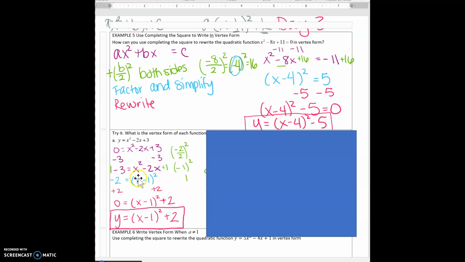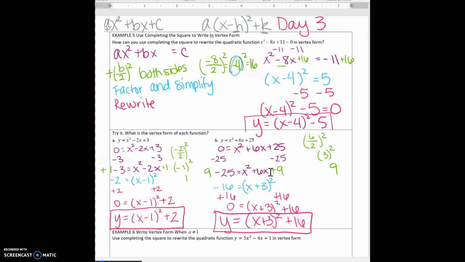And then we're going to factor and simplify, and then add 2 to both sides, and we get our vertex form there. If you have any questions, email Ms. Holstad or I. Same process over here. 0 for the y, subtract 25 on both sides. Our b is 6, divided by 2 is 3, square that, 9 to both sides, factor and simplify, and then add 16 to both sides.